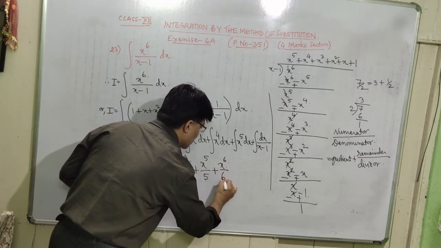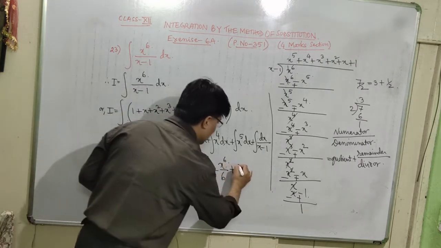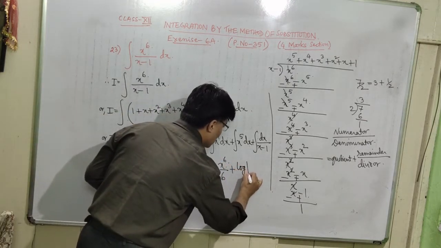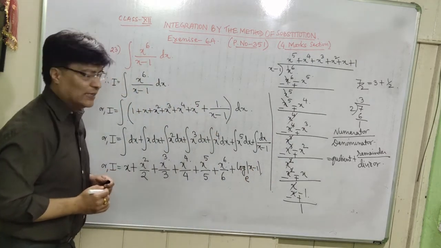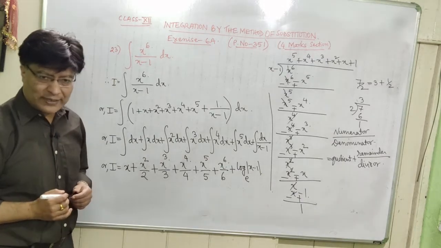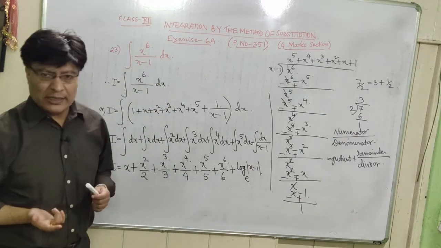X to the power 6 by 6 plus what is integral sine dx upon x minus 1? This is log within mod x minus 1. The base is e. Since here the power of x is 1, so you can take this x minus 1 as x, so that you can easily integrate them.